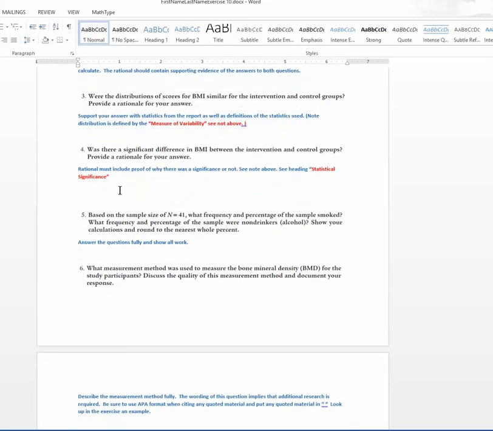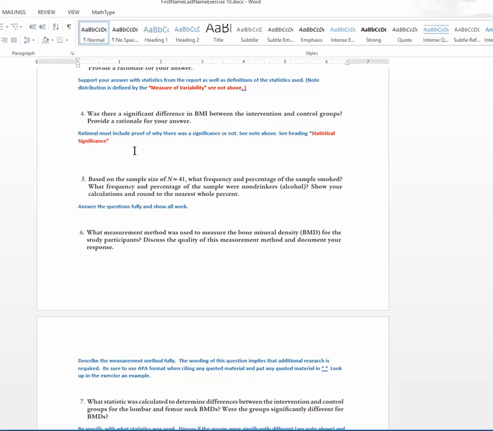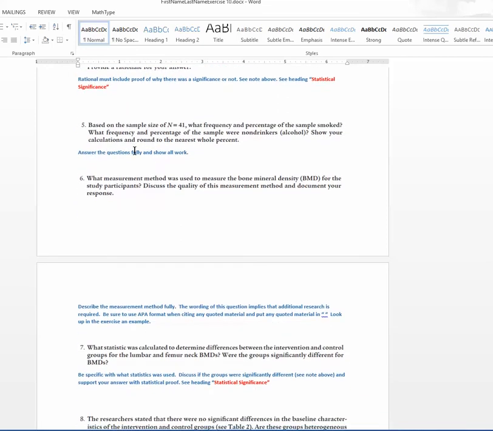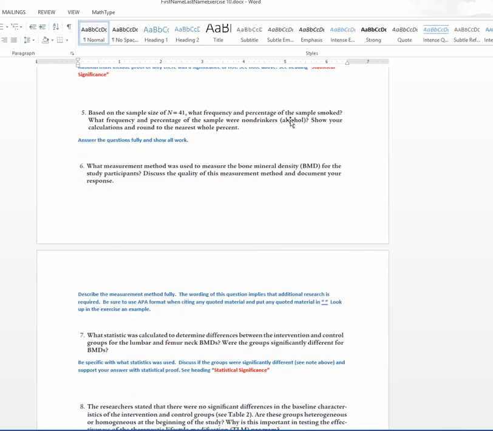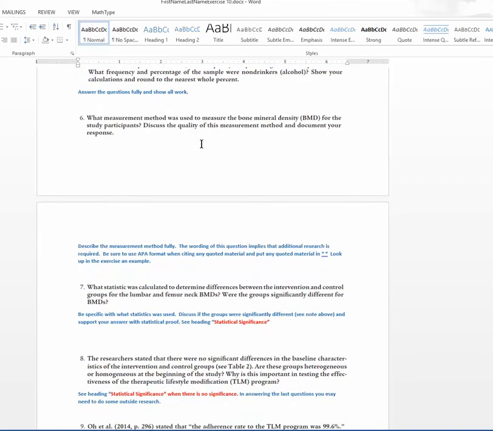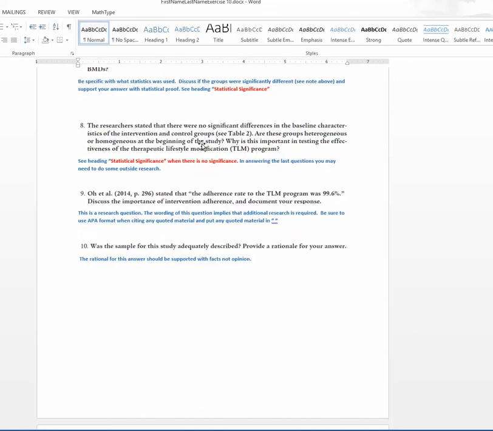Okay? Number 4, again, you're going to want to state a p-value, and you're going to want to tell whether it is less than or equal to or greater than the alpha, which is 0.05, and then whether it is statistically significant. This one, based on the sample size and what frequency of the sample smoked, you're going to want to show your work. In other words, tell how many people smoked and what the total group was, and then do the calculations to get the percentage. That's how you're going to go through this. This one shouldn't take you as long as the 3 exercises from week 1.